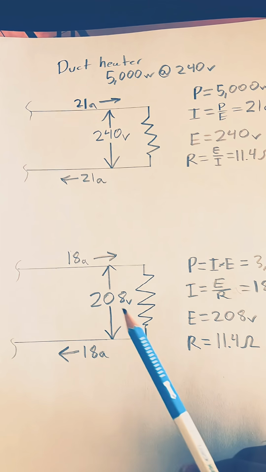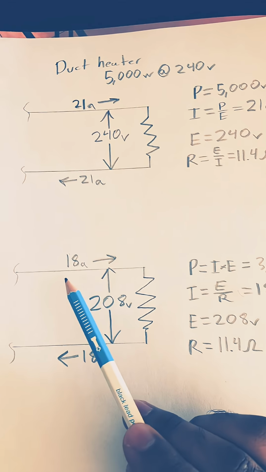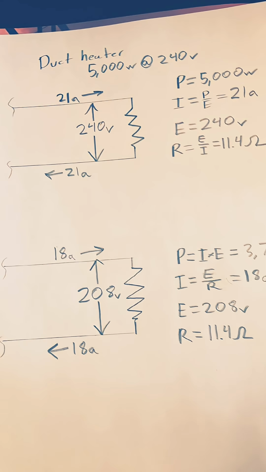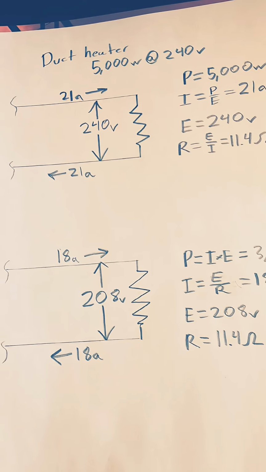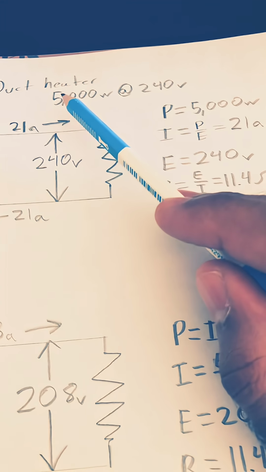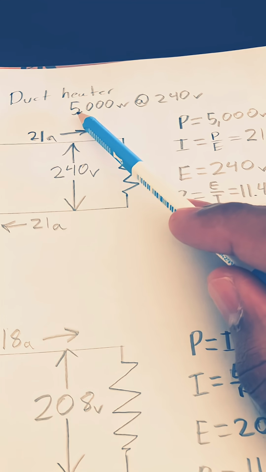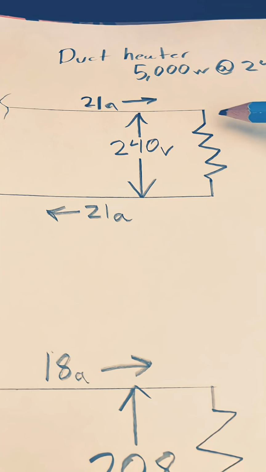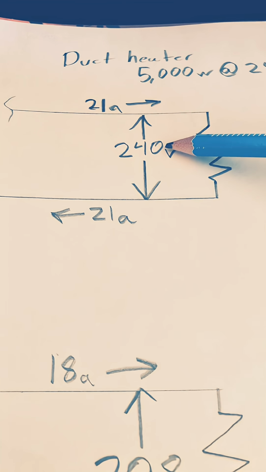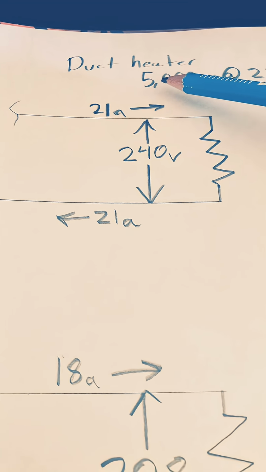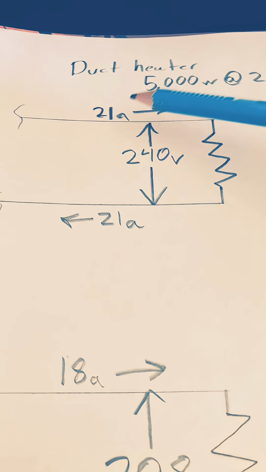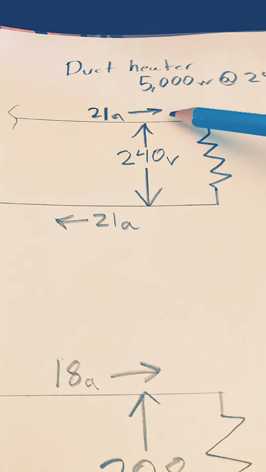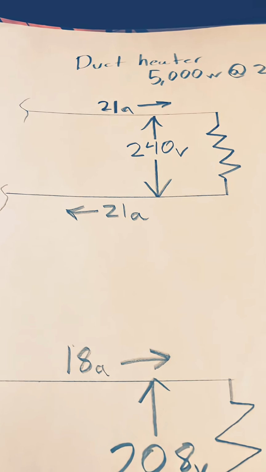So the answer to the duct heater question is that the current will go down if the voltage is decreased. That is so because the original rating of the duct heater was 5,000 watts at 240 volts, which means that if the duct heater is connected across 240 volts, it will output 5,000 watts, and the current draw will be 21 amperes, as shown by the diagram.